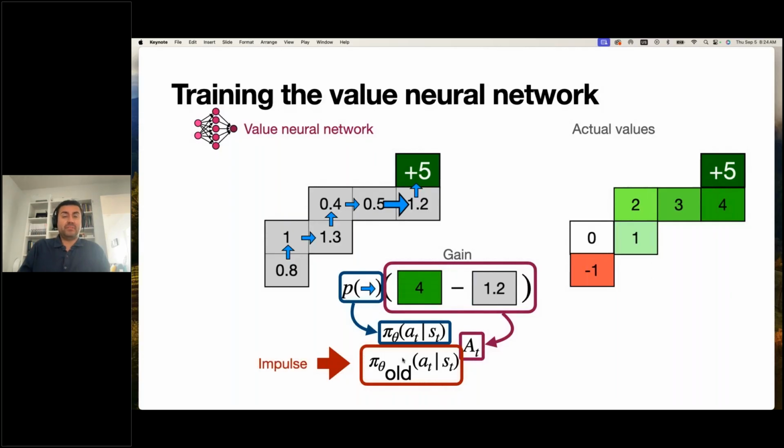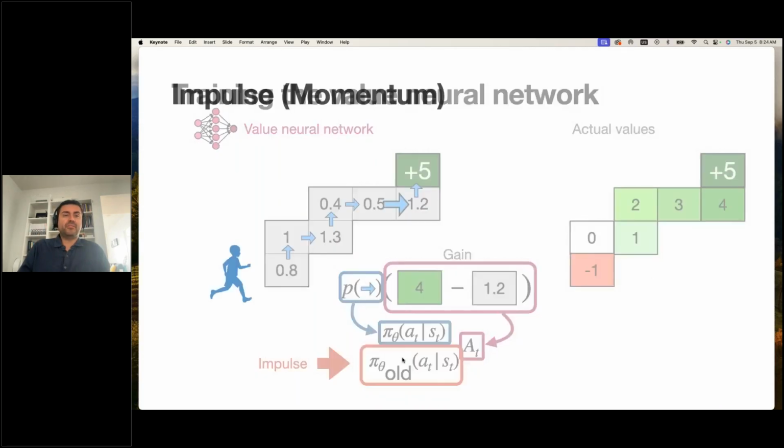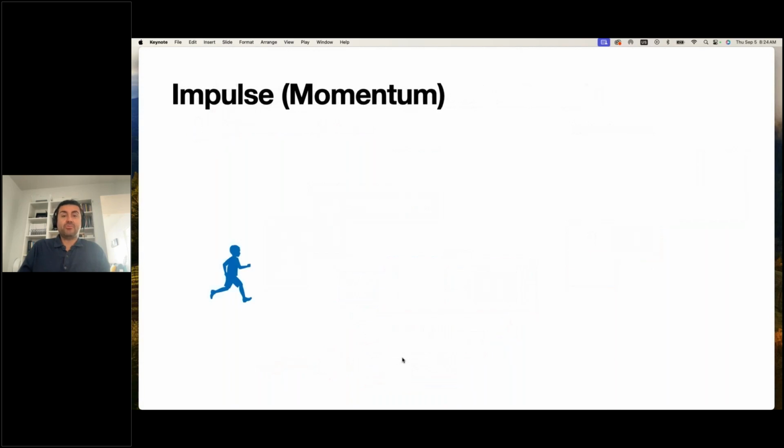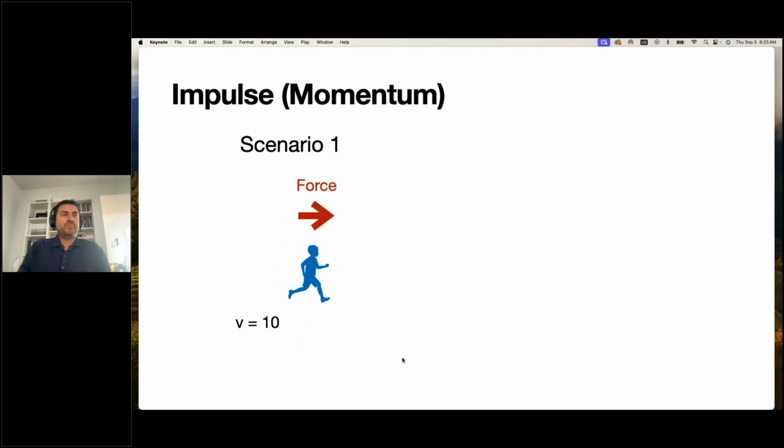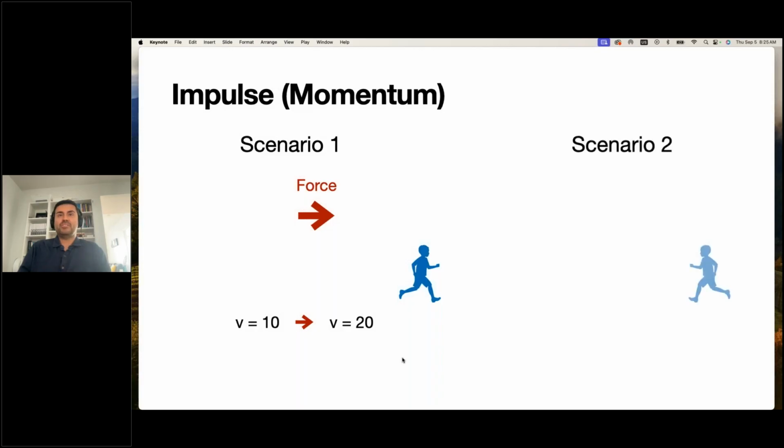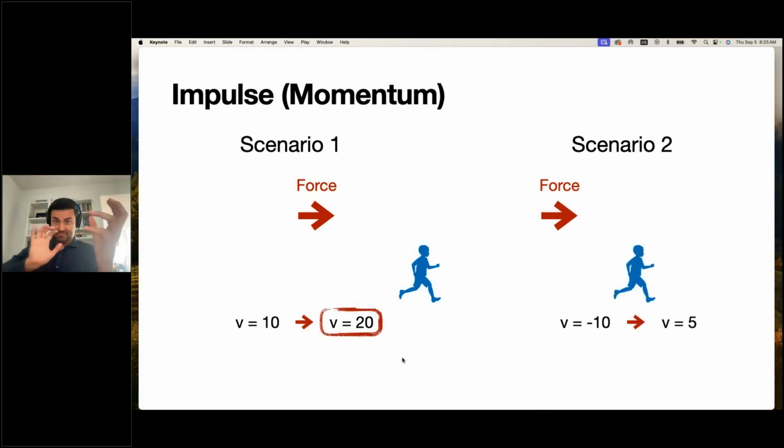I see it as an impulse. So an impulse works in the following way. Let's say I have a kid running, and the idea is that if the kid is running fast and I push him, he goes faster. But if the kid is running in the opposite direction and I push him, he goes slower. Physics, right? So if the kid is going at 10 and I push him with a force towards the kid, then now he's going at 20. Whereas if the kid is running towards me and I push him, then it's not going to go 20, but it's going to go at 5, because I have to take the impulse.